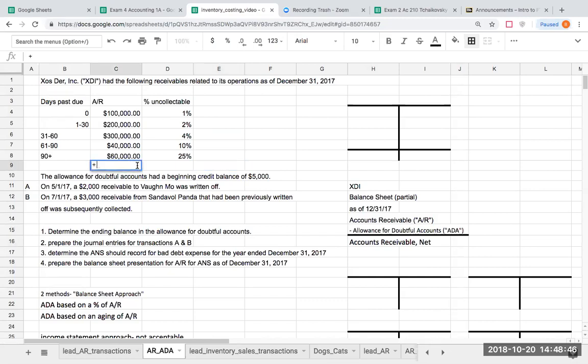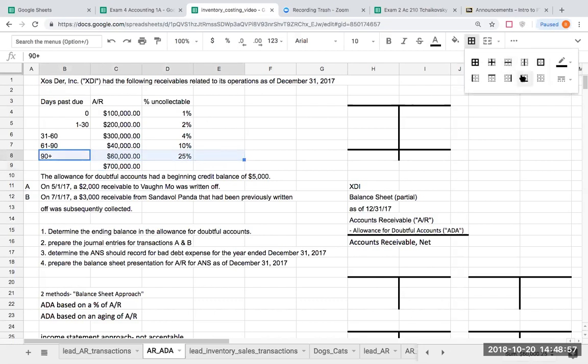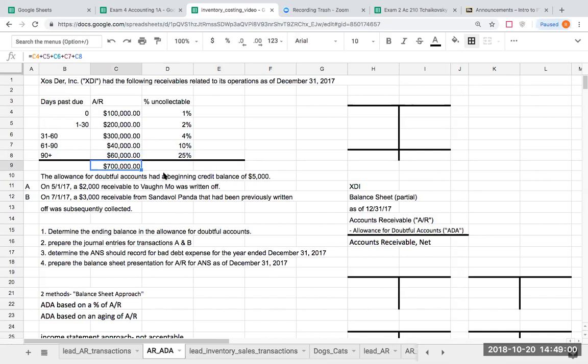Now, there are really two different ways when we're looking at the balance sheet approach that we can handle our accounts receivable. One way is that you could be given a percentage. You'd say, okay, of the $700,000, 20% is not going to be collectible. Therefore, when we are establishing an allowance for doubtful accounts, we would just take this $700,000, multiply it by a percentage, and that would give us our ending balance in our allowance for doubtful accounts.